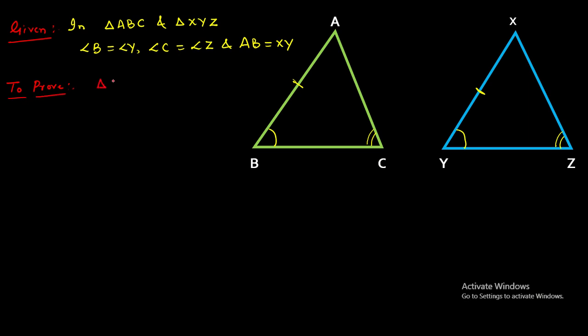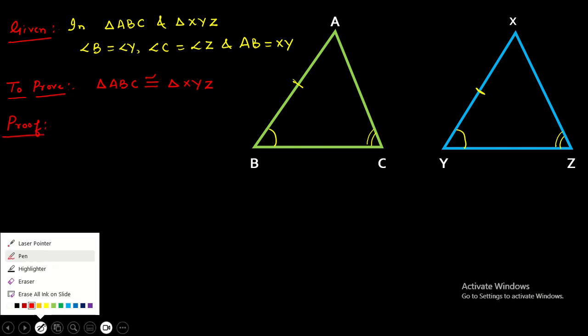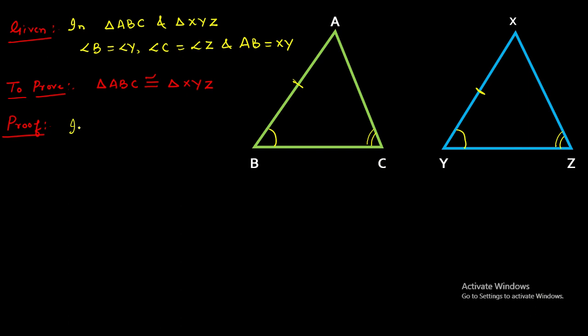and we have to prove that triangle ABC is congruent to triangle XYZ. Let's prove it. We know that in triangle ABC, if we use the angle sum property, that is angle A plus angle B plus angle C is equal to 180, because we know that the sum of interior angles of a triangle is 180.